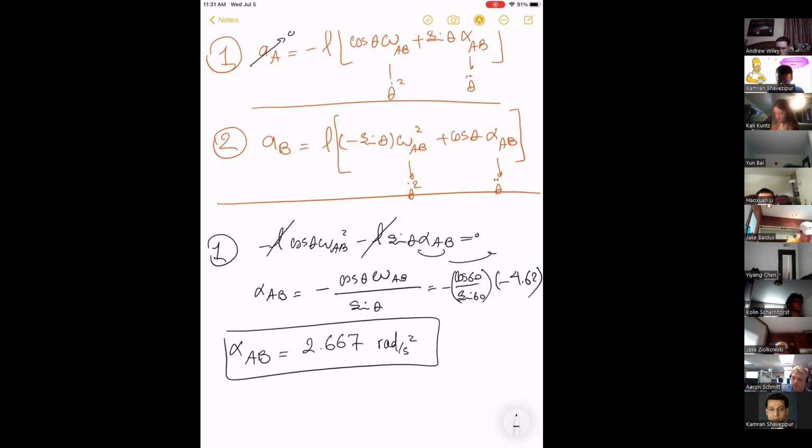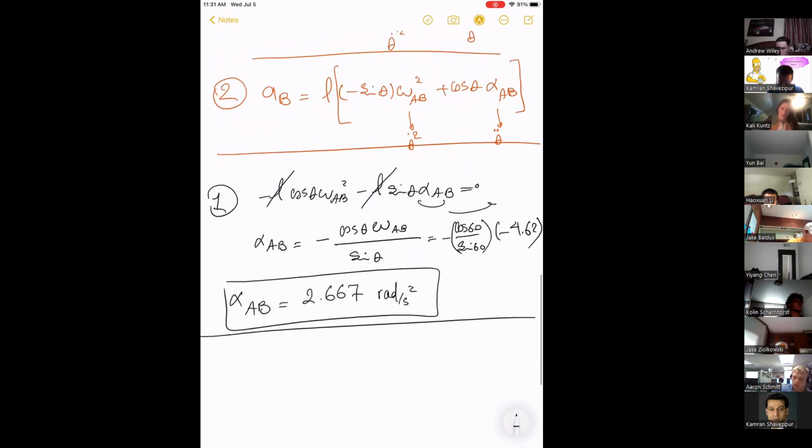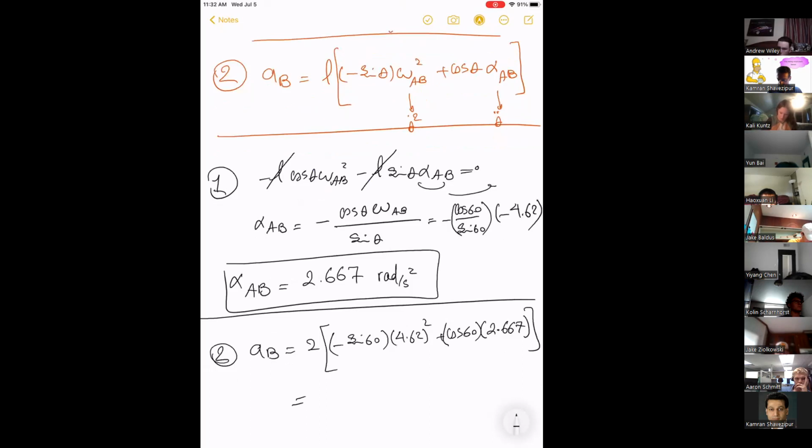And if I want to go with equation 2, AB, I'm going to substitute the values. 2 times minus sine 60 times 4.62 squared plus cosine 60 times 2.667. And someone give me this number, please. This is too long for me to calculate. Okay.